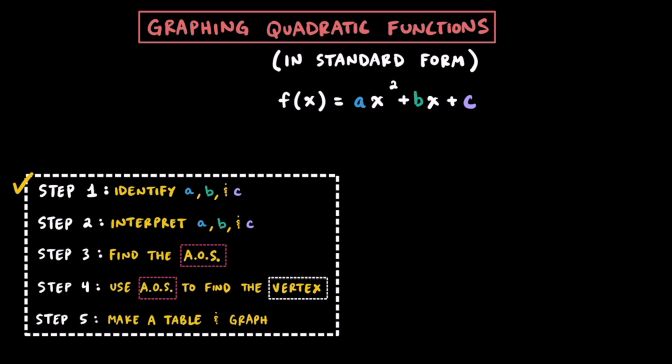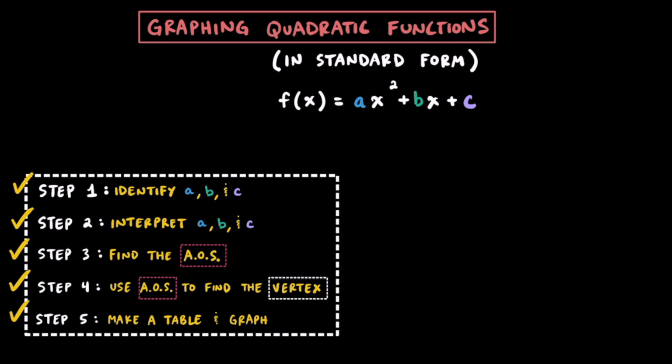In step 1, we'll identify our a, b, and c constants. In step 2, we'll talk about what they can help us represent so we know if our graph makes sense. In step 3, we'll use a and b to find our axis of symmetry, or AOS. In step 4, we'll use the AOS to also find the vertex, or the y value for the vertex. And in step 5, we'll make a table of values and then make a graph.